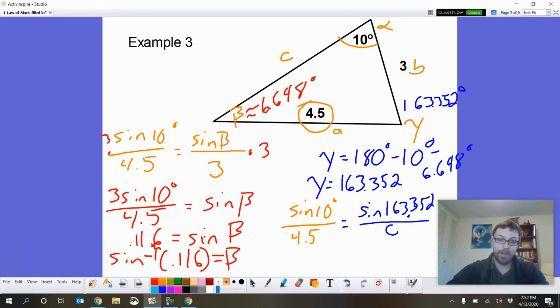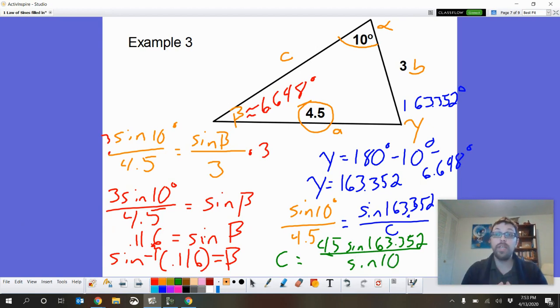You should know the solving process by now. We should see that pretty quickly. We get 4.5 sine of 63.352 divided by sine of 10. We type that into our calculator. Again, super boring stuff. Hopefully you've got the process of typing into your calculator by now. You get 7.424. And you're set.